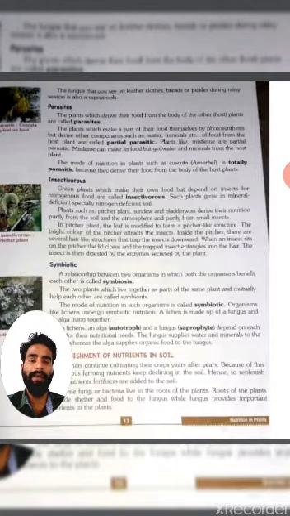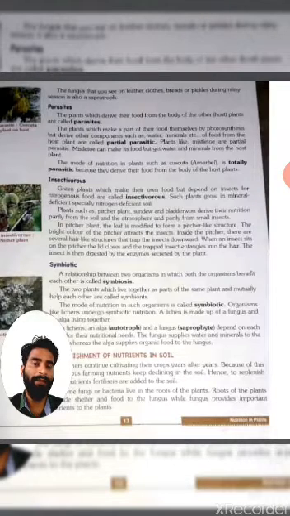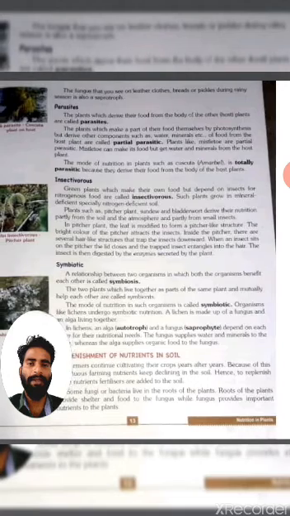The mode of nutrition in plants such as Cuscuta, Amarvale, is totally parasitic because they derive their food from the body of the host plant. That means parasites are plants which derive their food from the body of the host plant. The mode of nutrition in plants such as Amarvale is totally parasitic because they derive their food from the body of the host plants.